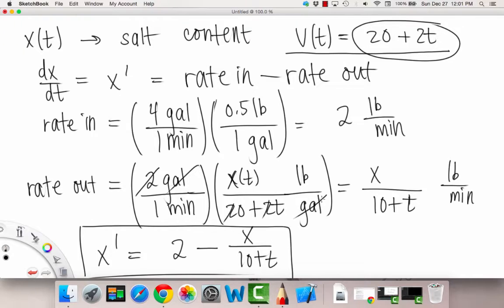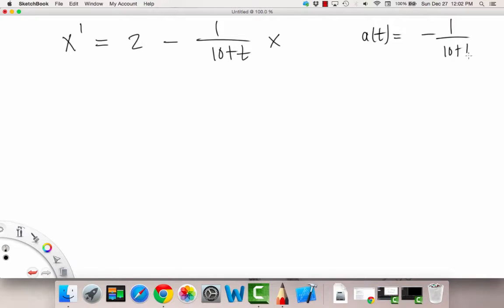Alrighty, let's continue this on the next slide. So now our goal is to solve this ODE. So x prime is equal to 2 minus 1 over 10 plus t times x. I just separated those a little bit. Okay, so because we see this is a linear differential equation, our a of t is equal to negative 1 over 10 plus t.